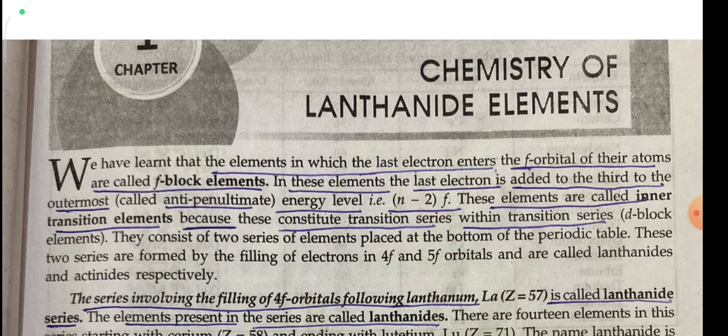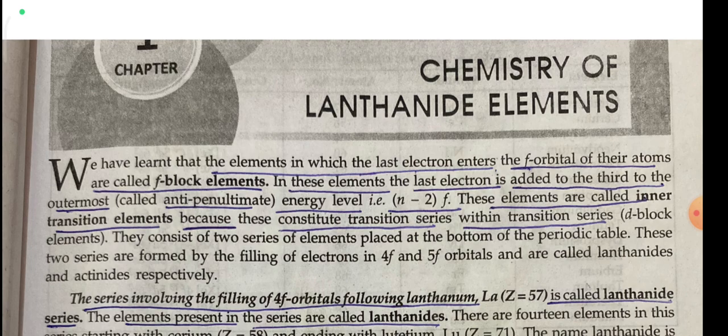Today I am going to read the chapter Chemistry of Lanthanide Elements. We have learnt about the elements in which the last electron enters the f orbital of their atoms are called f group elements. In these elements, the last electron is added to the outermost, called antepenultimate energy level, that is n minus 2.